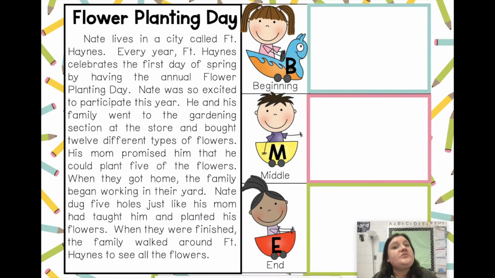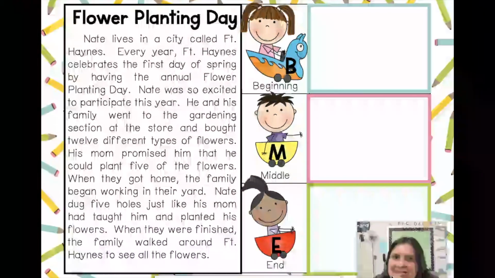But when I retell the story to you, I'm not going to retell every single detail. I'm going to pick out the most important key details. Remember, key details are those light bulb moments, those very, very important ideas that is in a text, or in this particular case, a story. So go ahead, get ready to listen, and I will then retell you the story. Flower Planting Day. I want you to see if I did a good job retelling it.